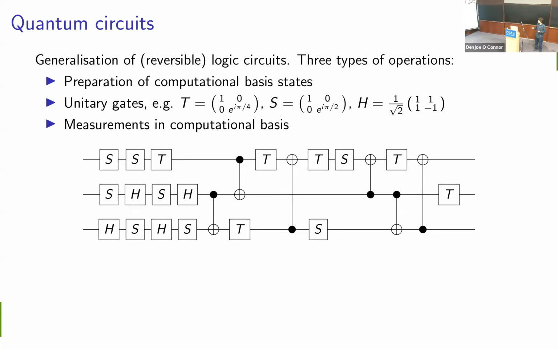And so these quantum circuits are how we usually specify quantum computations. And then we can, for example, use the number of gates in our circuit or the number of layers in the circuit as a measure of computational complexity.